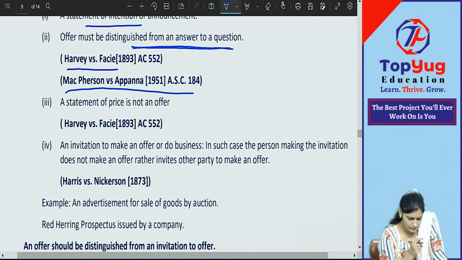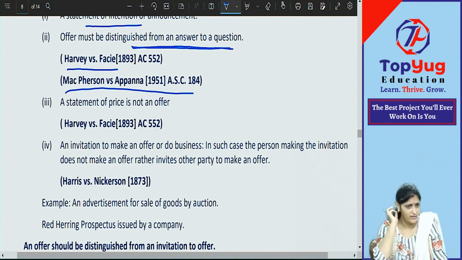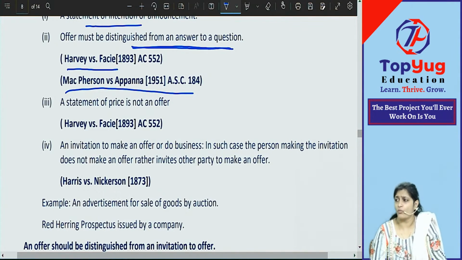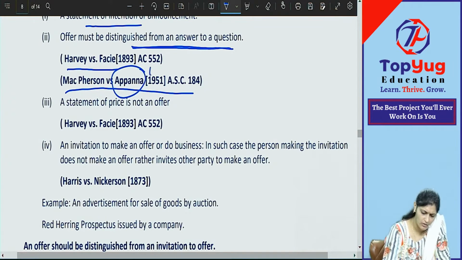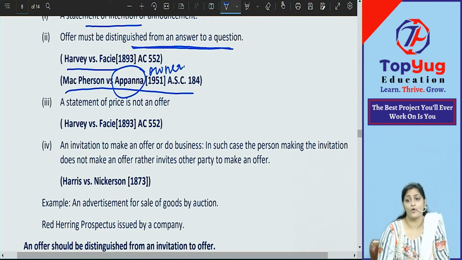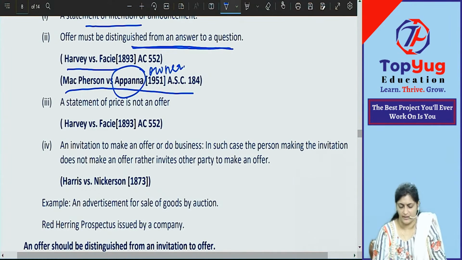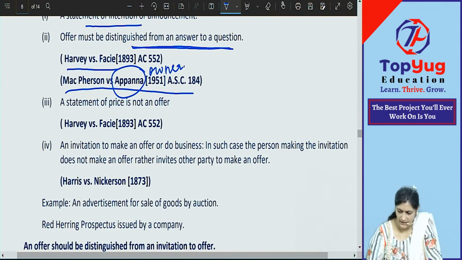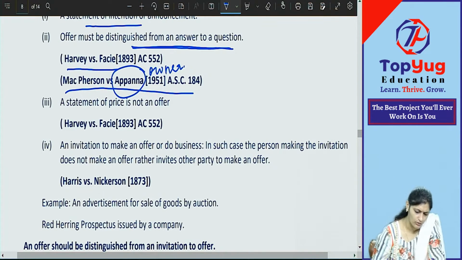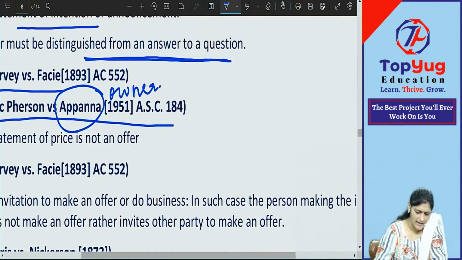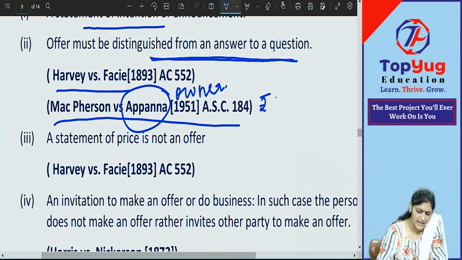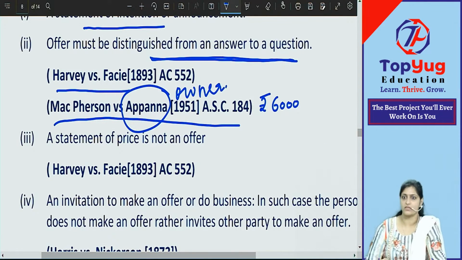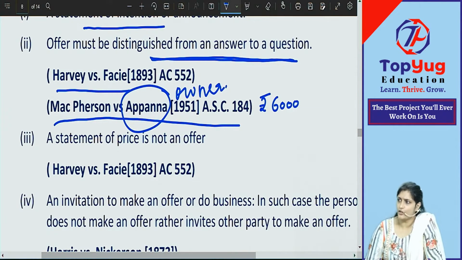McPherson asked Apana, what will be the price at which you will sell me your property? This person Apana is the owner of the property. So what is being asked here? What will be the price at which you will sell me the property? And then he is saying that I will sell you the property at a price not less than rupees 6,000. That time 6,000 was very high price. Okay. I will sell you the property but not less than rupees 6,000.